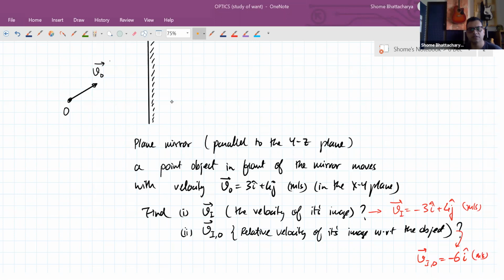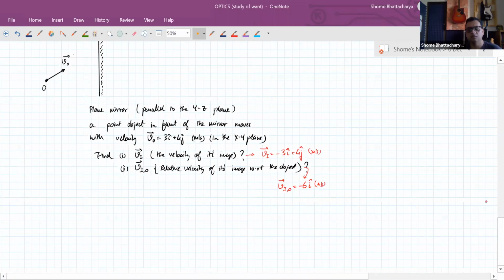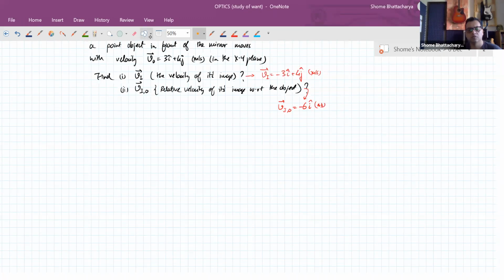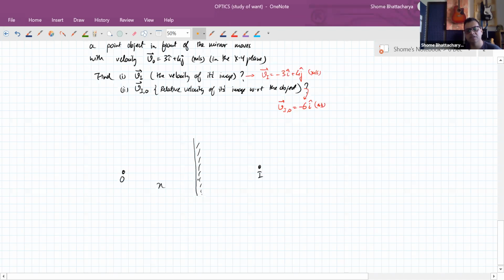Okay, so let's understand why this happens. Remember, the mirror is in the YZ plane. That is the significant thing. So if you have a plane mirror in the YZ plane, now suppose an object is originally here, so its image is here at a distance x behind.